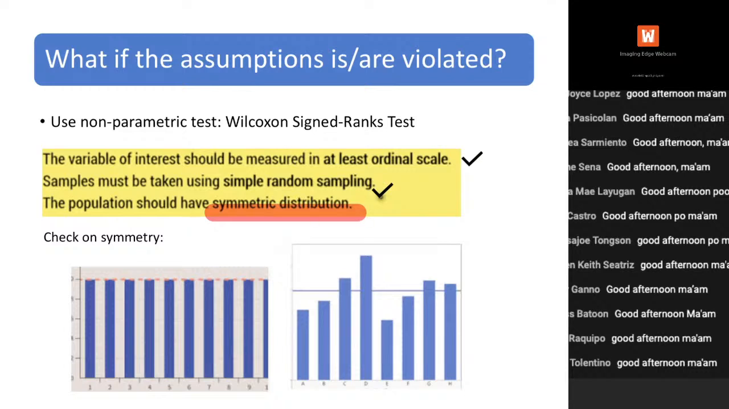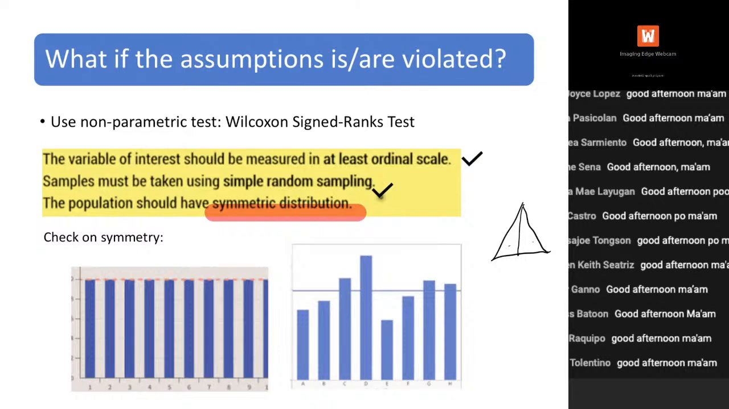The third assumption. So, ito yung third assumption for non-parametric tests. Okay? So, for non-parametric, not necessarily normally distributed, but it should be symmetric distribution. The population should have symmetric distribution. Kung ang graph ng data mo eh, parang triangle, ganito, ang klase ng graph niya, symmetric ba yan? Yes. Left and the right sides are mirror images of each other.